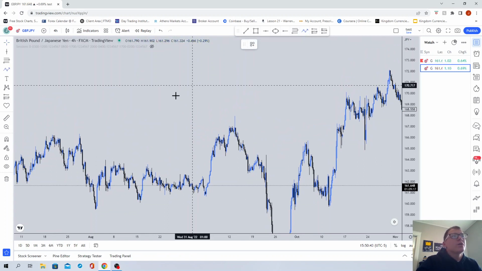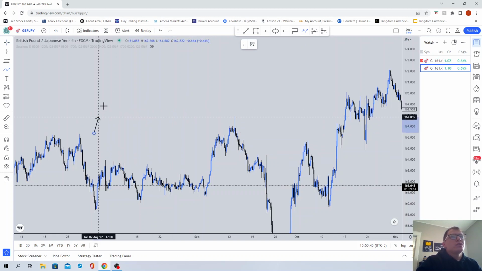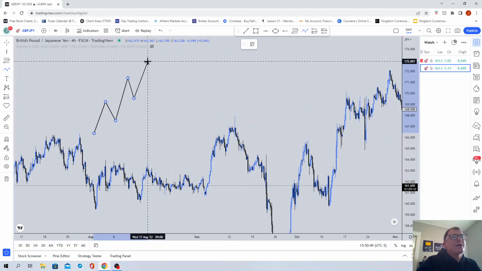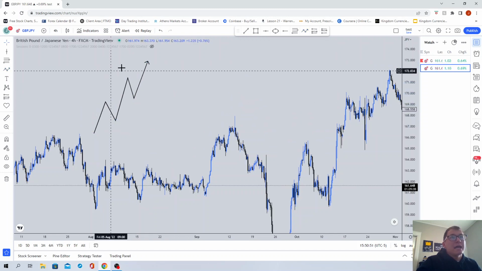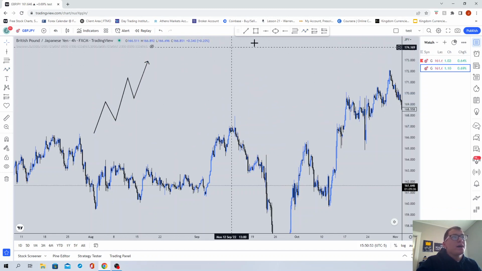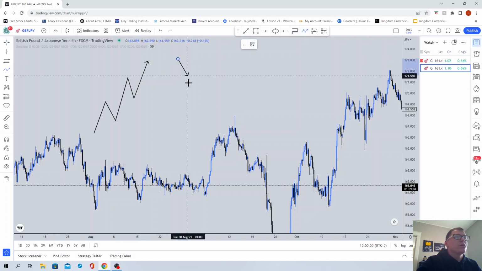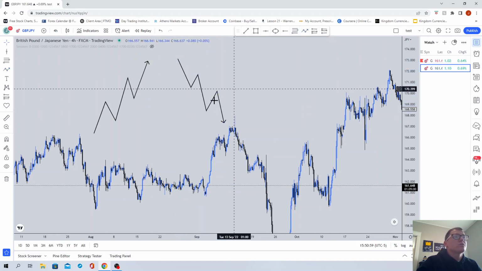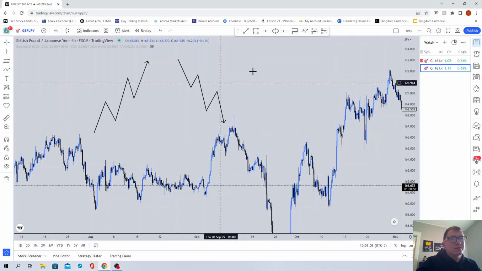In the last video, we identified market structure using the path tool. We determined that this is bullish structure because we're creating higher highs and higher lows. We know that inside of bullish structure we're looking for buys. On the flip side, we know that this is bearish structure because we're creating lower highs and lower lows. In this scenario, we are looking for sells.